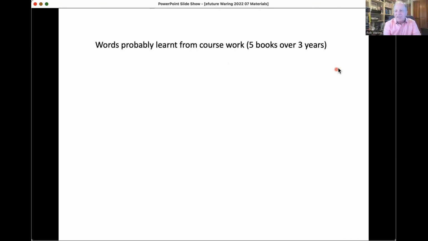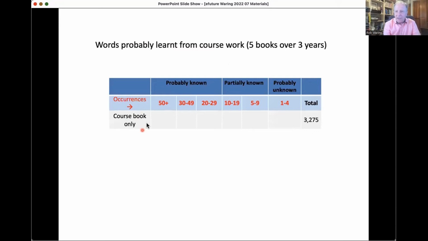So I researched some years ago all of the texts in a particular language course. I analyzed the 3 course books. This is for the Mexico market. Some of the words in the course books were met more than 50 times. Some words were met 30 to 49 times, some were 20 to 29, and so on. So in the course books, they met 3,000 different words, right? There was a total of 200,000 words in these books.